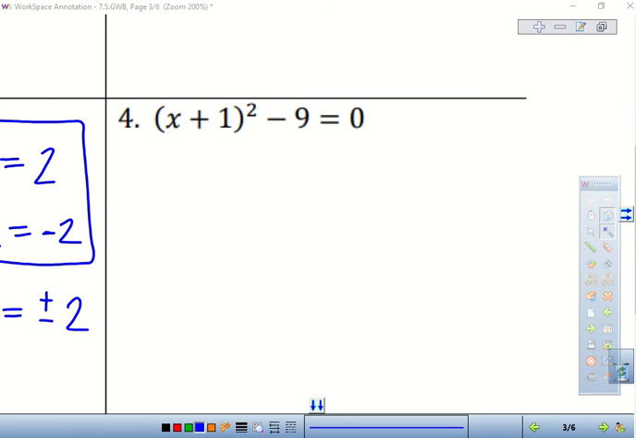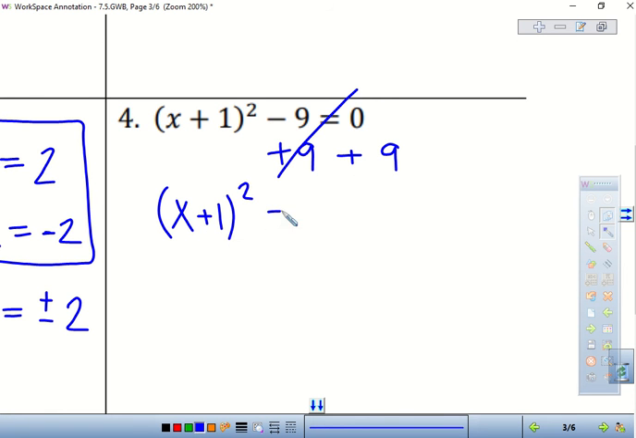So the first thing you've got to do is get the squared stuff alone. So how can I get everything squared alone on one side of the equation? I need to get rid of the -9, and to do that I need to do what? Add 9. That leaves me with x plus 1 squared is equal to 9. And then I need to do what to both sides to get rid of the square?